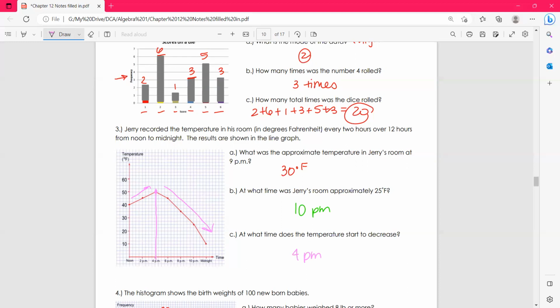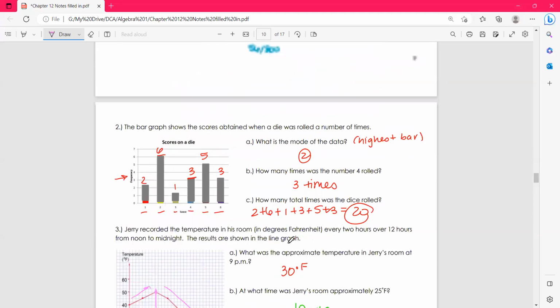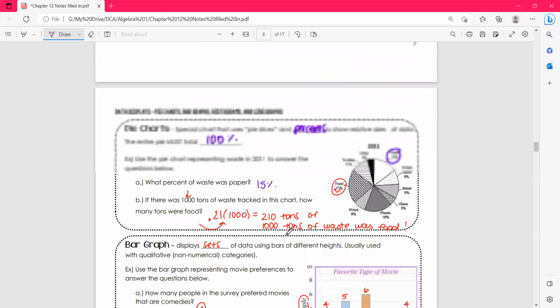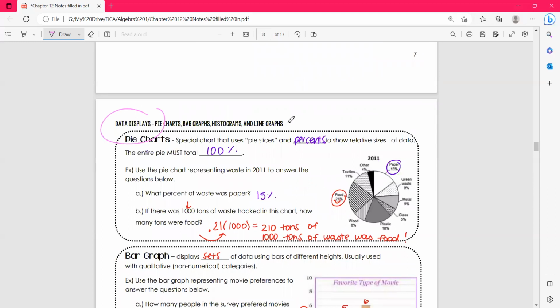Okay, so that is just some practice with reading line graphs, bar graphs, histograms, and pie charts. Great job, guys. These are all different ways we can display data.